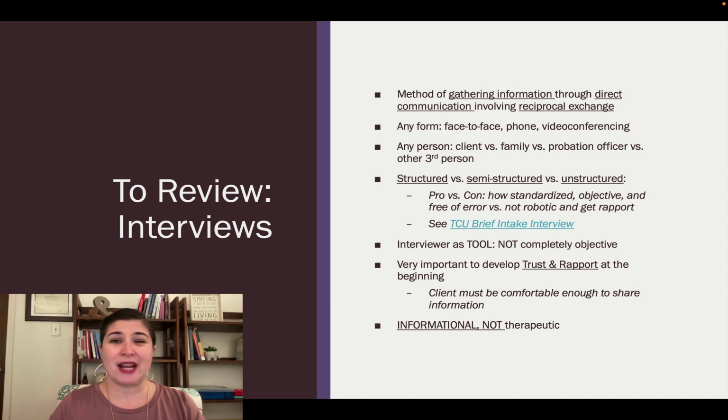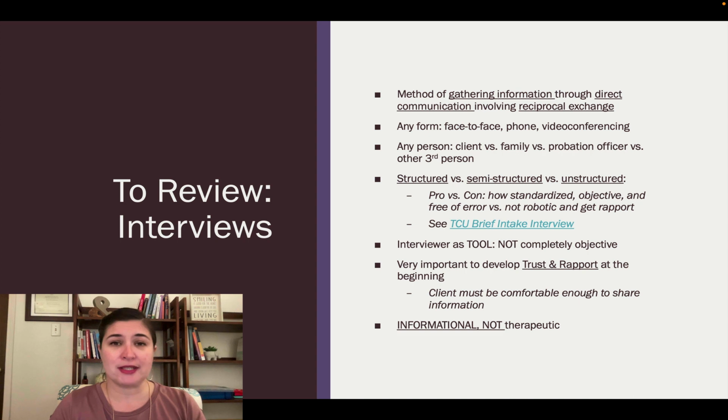So this includes some pros and cons to each of them. It can determine how standardized it is, how objective it can be for each individual, whether it's free of error, as well as not feeling robotic and being able to build rapport with your client. This is how the TCU brief intake interview is set up, is more of a structured format. In an interview, the interviewer is actually a tool. They cannot be completely objective, but this can actually have some pros and cons to it.